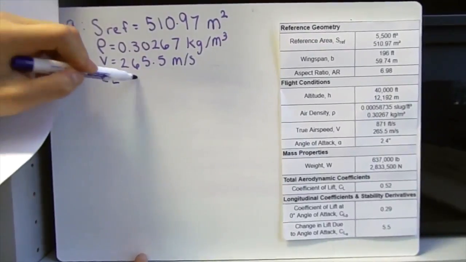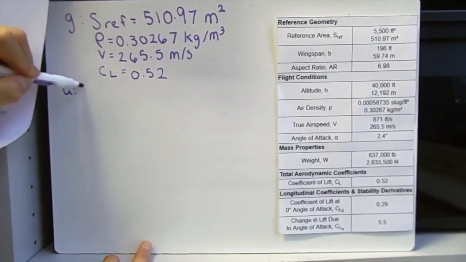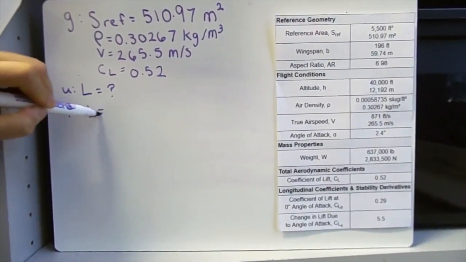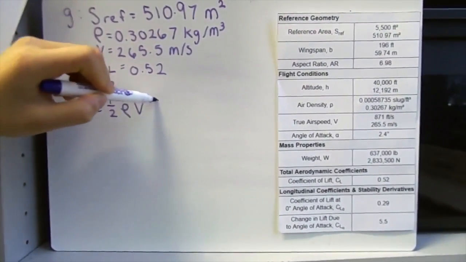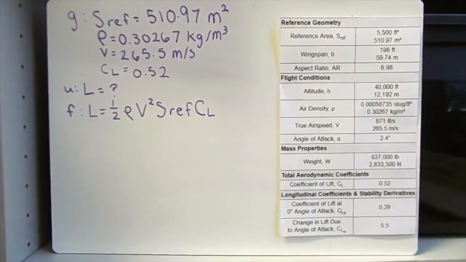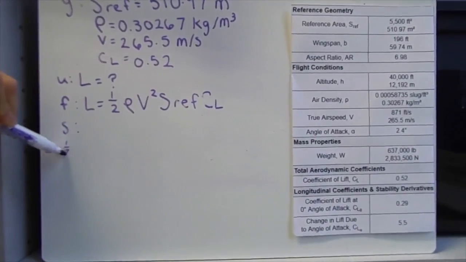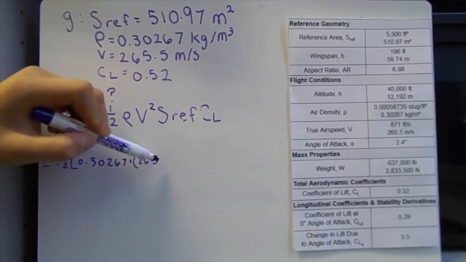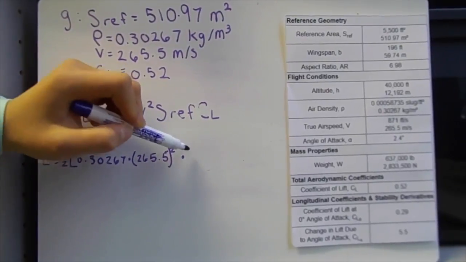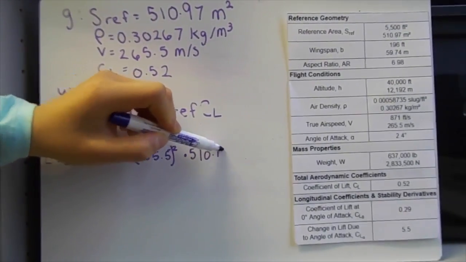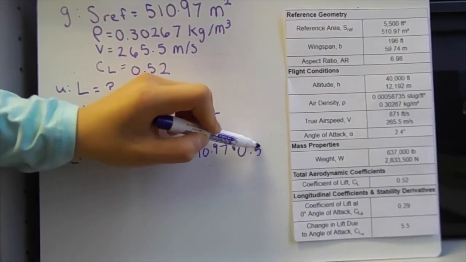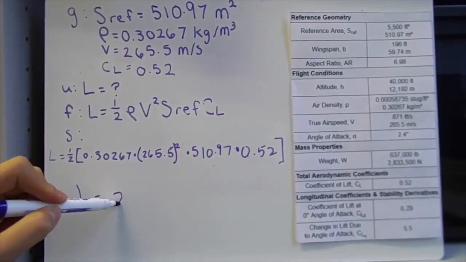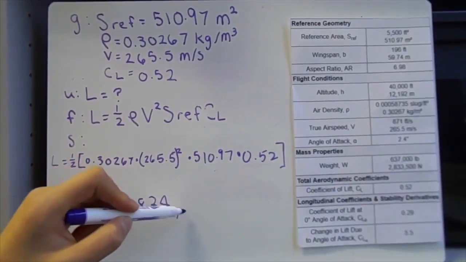Now what we are trying to find in this problem is the L, or the lift. Now we need to state the formula, which is... Now we plug in the given information and solve. And this comes out and equals 2,834,400 newtons. This means that it takes 2,834,400 newtons to lift the Boeing 747 aircraft that is going around 265 meters per second.